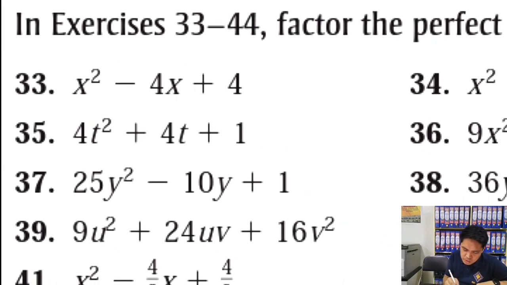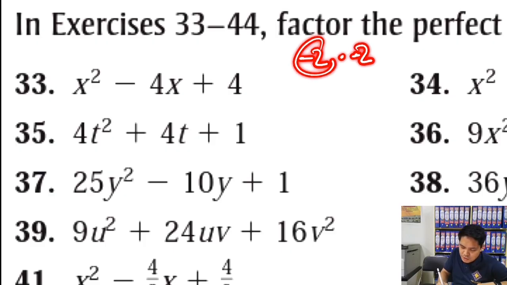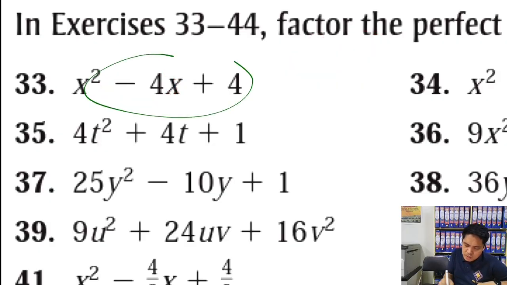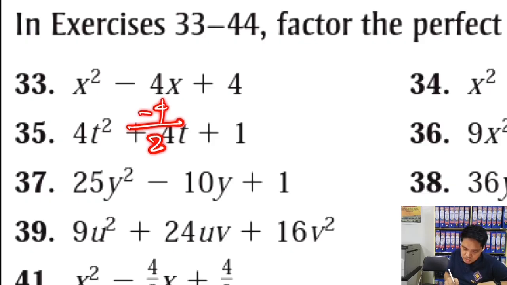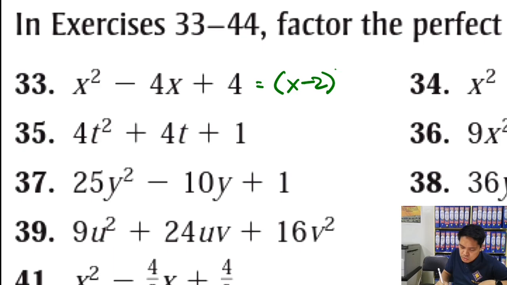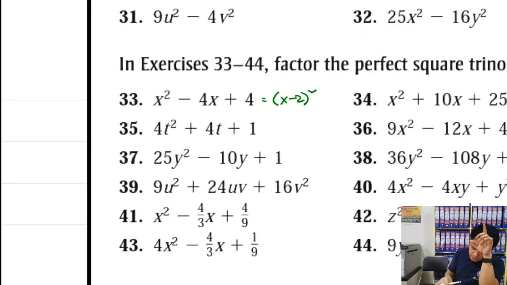Number 33. For number 33, madali lang naman. What are the factors of 4 that will result to negative 4? I mean, if you add them, it will result to negative 4. Of course, it's negative 2 times negative 2, right? Negative 2 times negative 2, or negative 2 plus negative 2 is negative 4. This is actually a perfect square trinomial because the half of negative 4 is 2. If you square that, that would be 4. This one. Okay? So, madali lang to. The answer here is just x minus 2 squared. Ganun na siya dali. Okay.